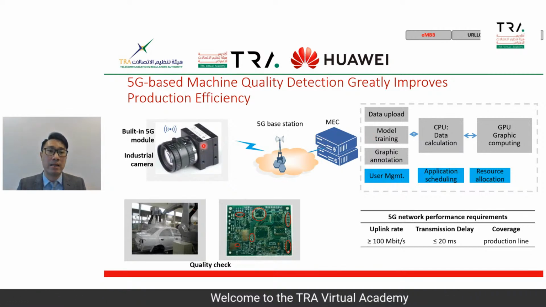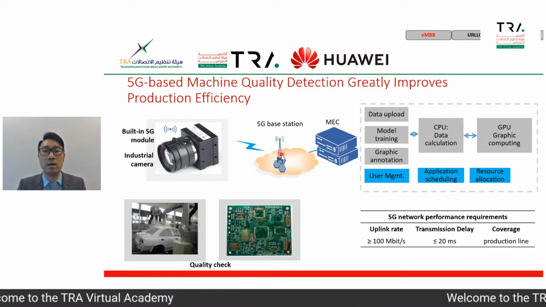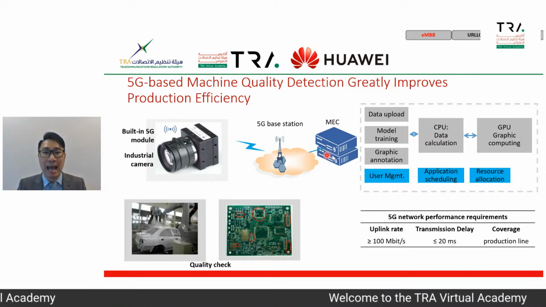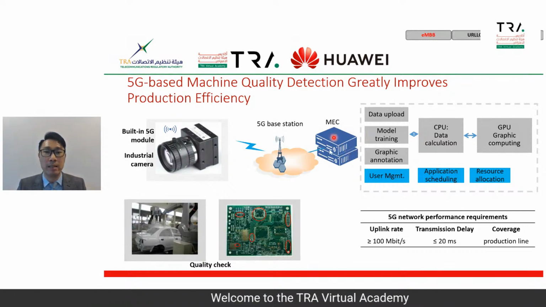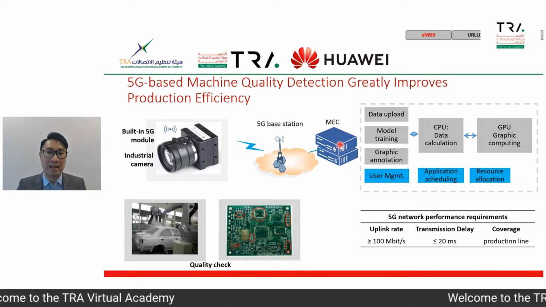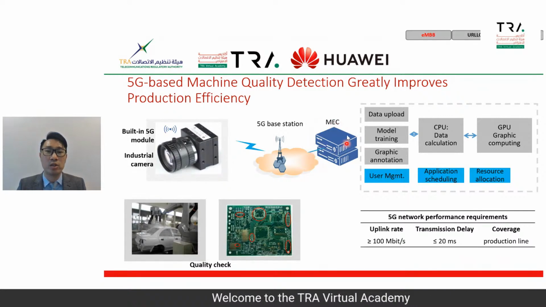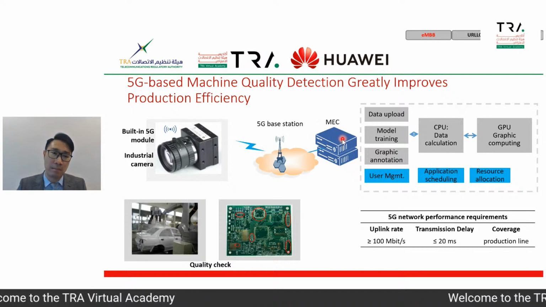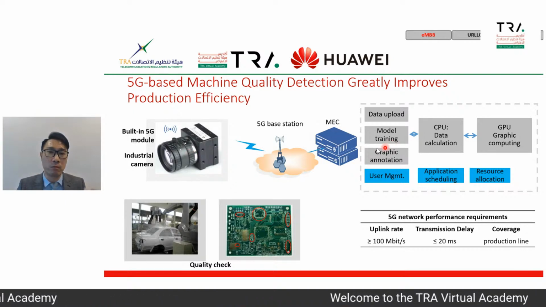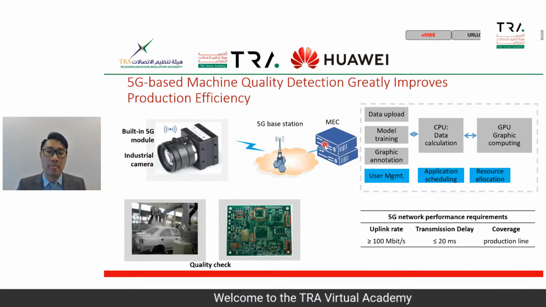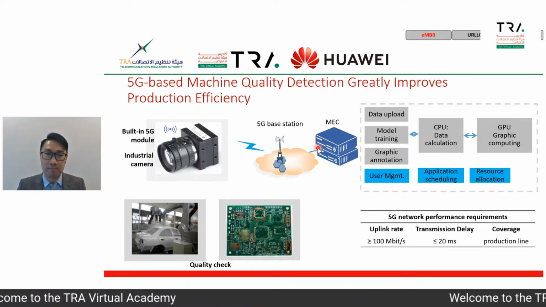But if right now I can have the camera connected to the 5G base station, and all the images will be analyzed at the MEC, at the server. And if I need to have a new model training, I can change it in the server. So once the server is upgraded, then all the images will be processed. So I can save time, save the downtime, and also be more efficient.